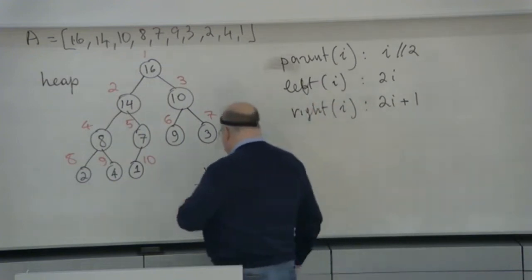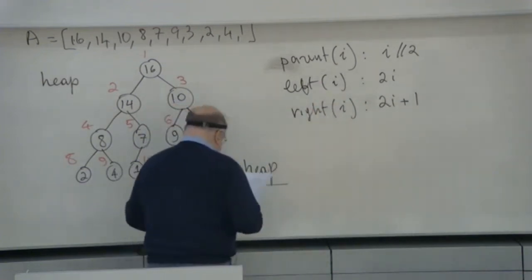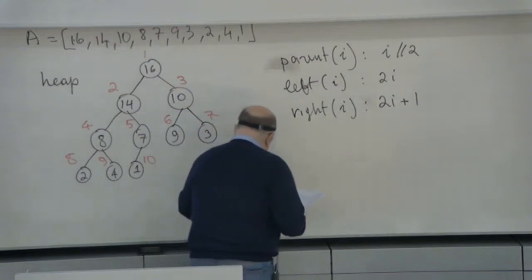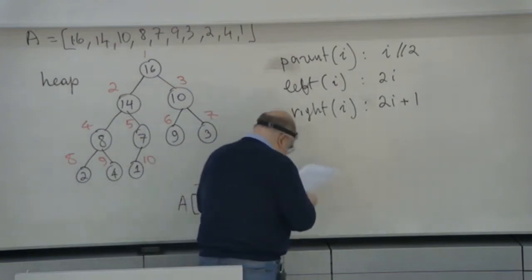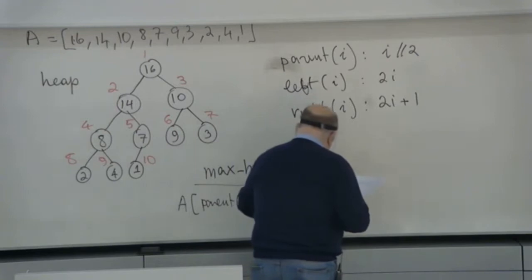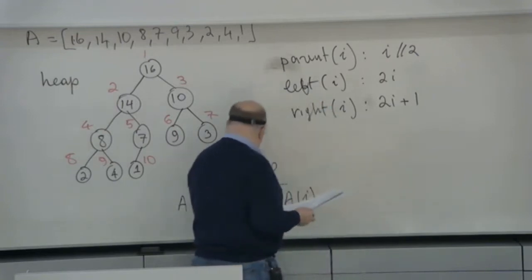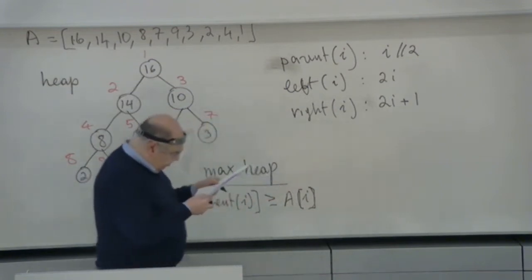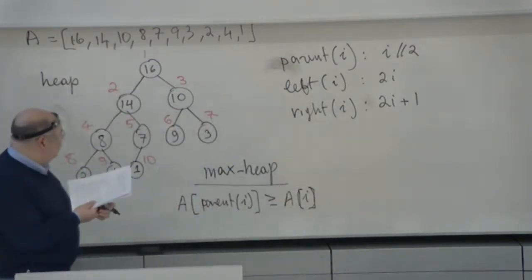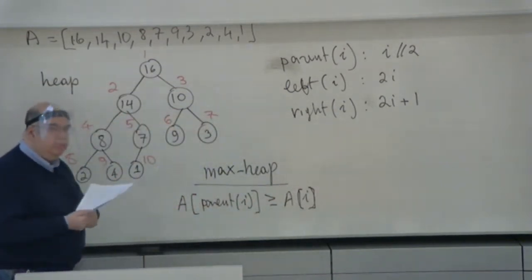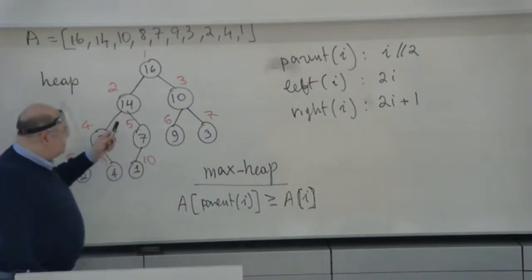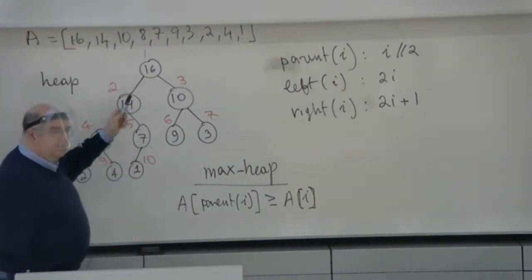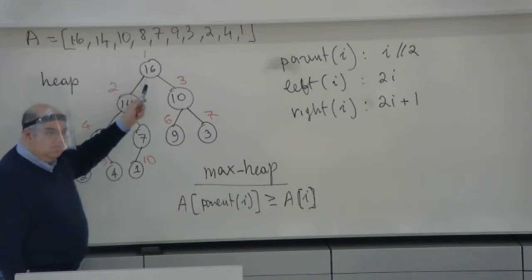So for a max heap, the main property is that A of the parent of i is greater than or equal to A of i. And of course, in a max heap, the maximum of all the entries in the array is the root node.